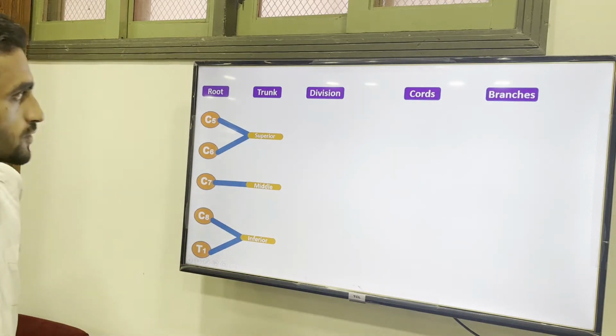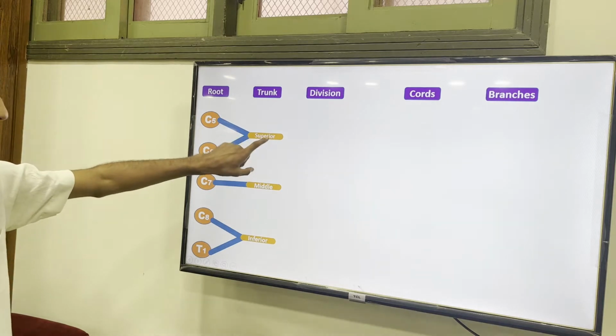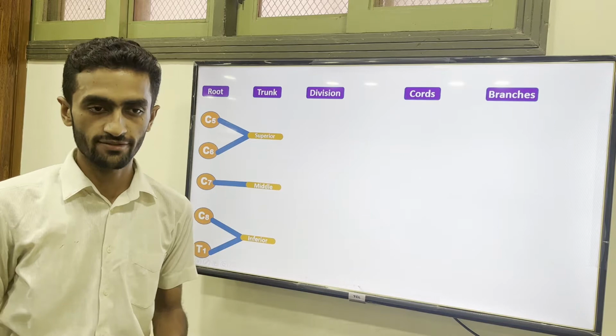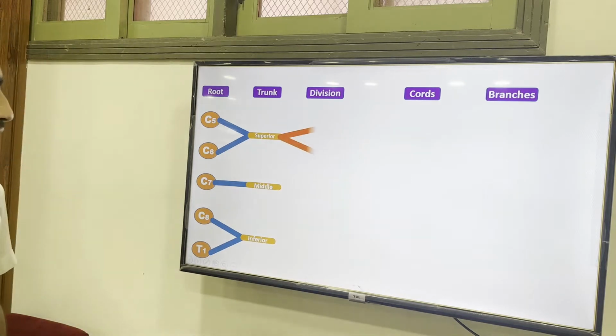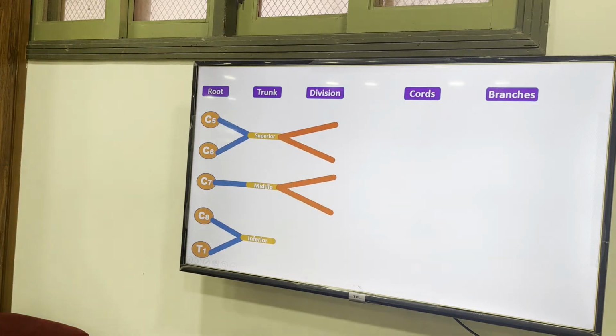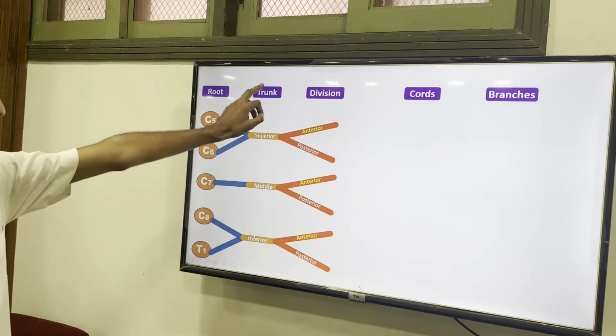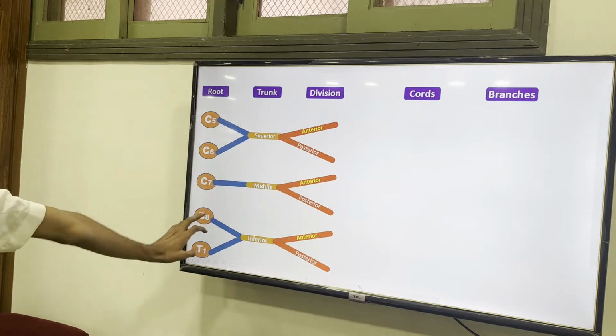Easy. Now each trunk divides into 2 divisions, one anterior and one posterior division. So here are 2 divisions, here are 2 divisions, here are 2 divisions. One is anterior, one is posterior. Anterior, posterior. What you have seen is 6 divisions, 3 trunks, 5 roots.